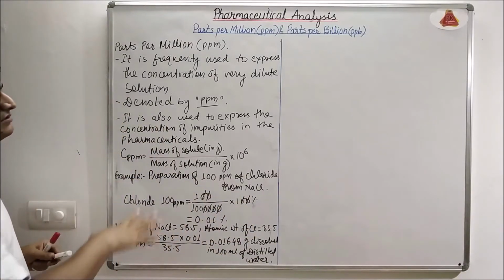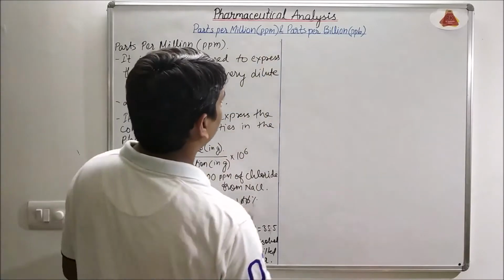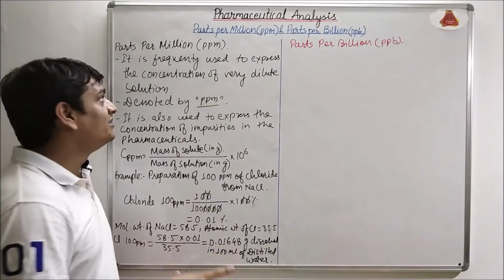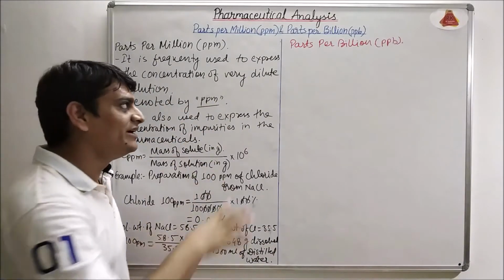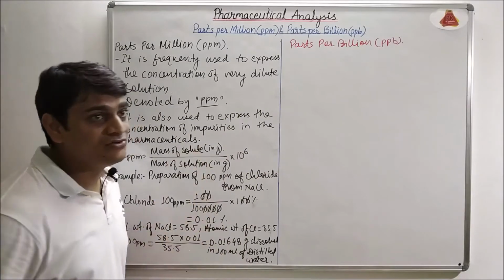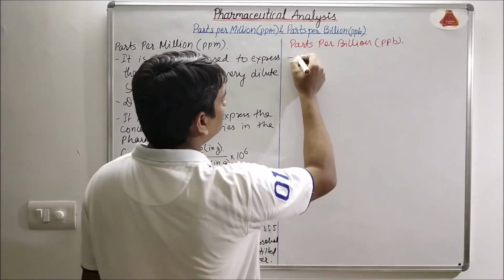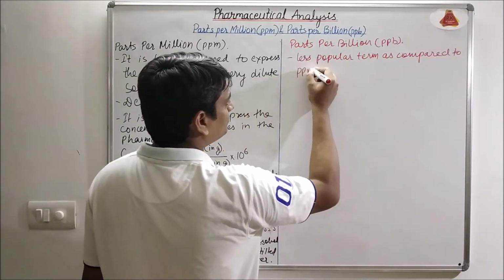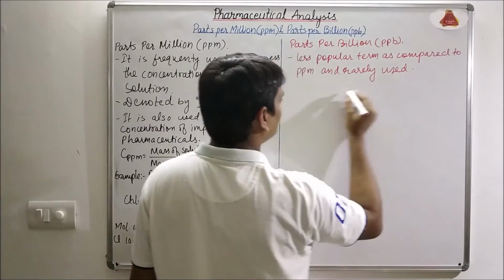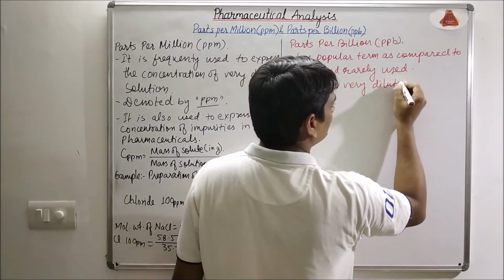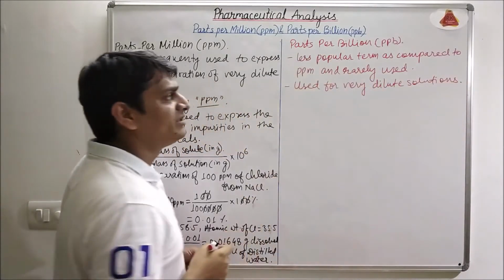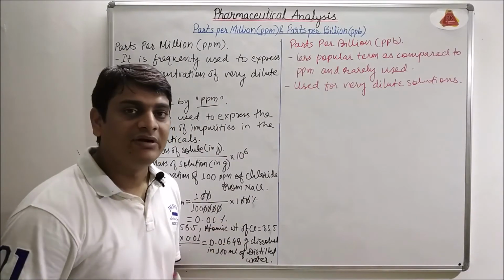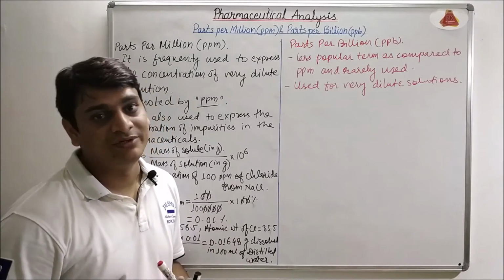Now coming to the next one, that is parts per billion. It is a less popular term as compared to parts per million. That is why it is rarely used, and it is also used for very dilute solutions. It is denoted by ppb and the formula is equal to mass of solute in gram divided by mass of solution in gram into 10 to the power 9.